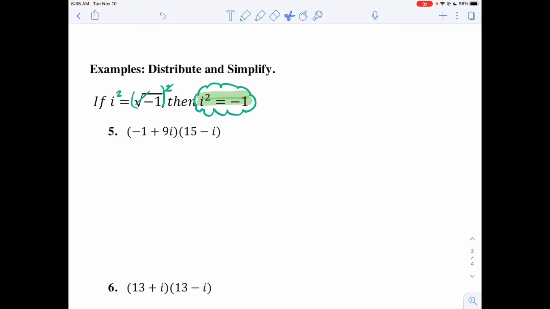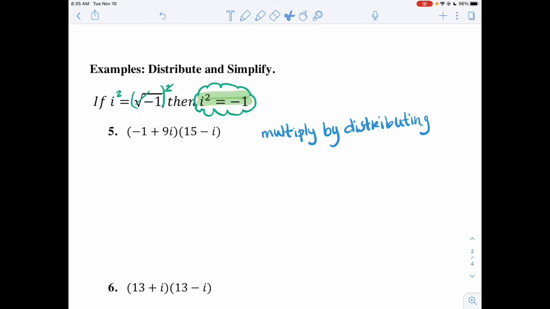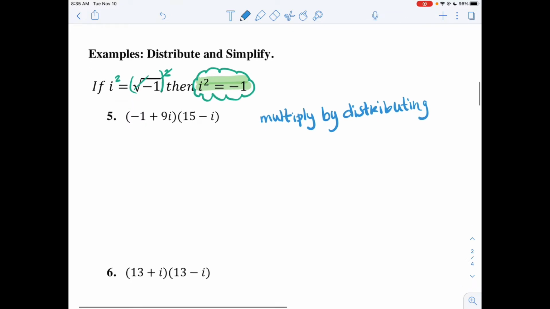The first method that I'm going to show you is multiplying by distributing. And that's one method of multiplying. I will show you box method on the next problem, so you can choose which method you like and then just stick with that method.